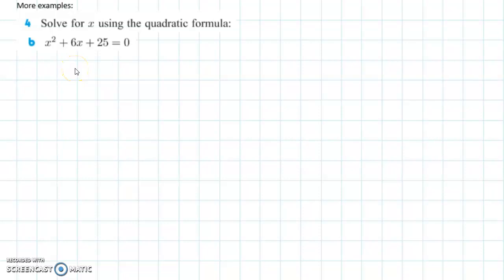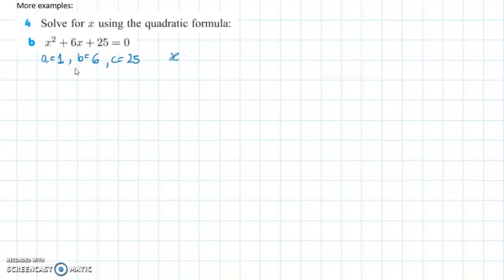Let's look at a couple of examples before we move on. I want to apply the quadratic formula to solve x squared plus 6x plus 25 is equal to 0. So here are my coefficients. A is equal to 1, B is equal to 6, and C is equal to 25.